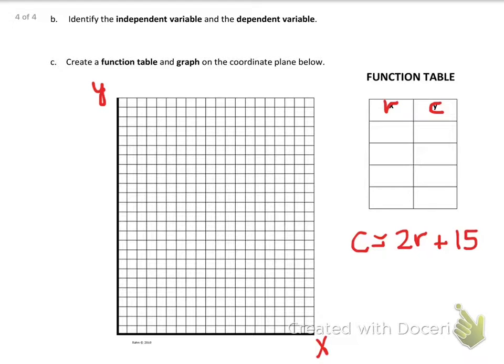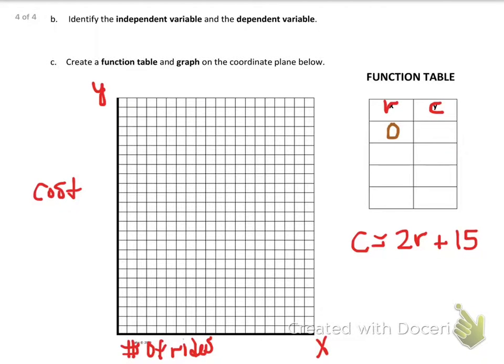Now, on my x-axis, I need to put, I'm going to try to fit it down here, number of rides. We've got to label that. And on the y-axis, I just have the cost. So that's going there. And then I just choose some independent variables. I can choose whatever I want. I'm gonna make this easy. Let me get a new color. I'm gonna go 0 rides.